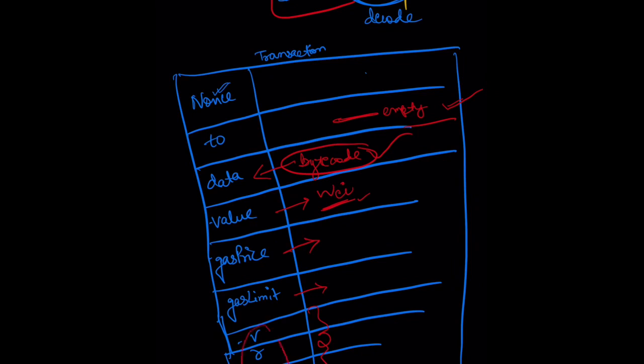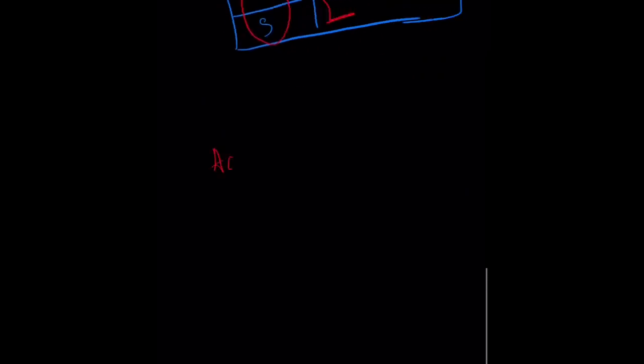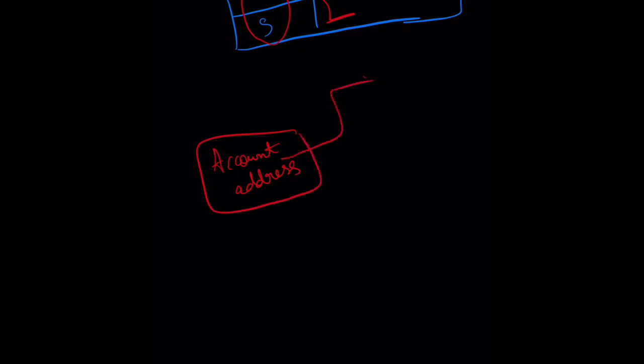So here you don't have any field for from address, because that can actually be derived from these values. Okay, so that was one important thing to note here. Now there is one more thing to note: you can have the same account address throughout multiple networks.